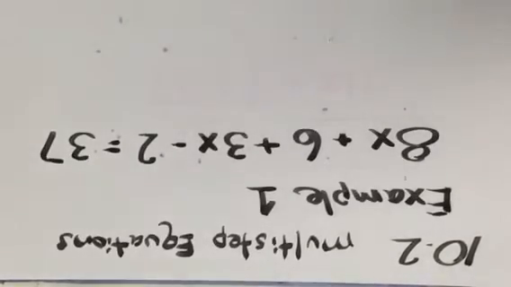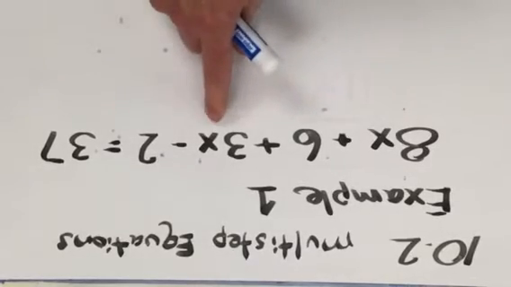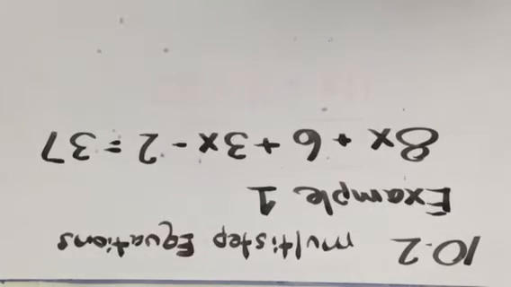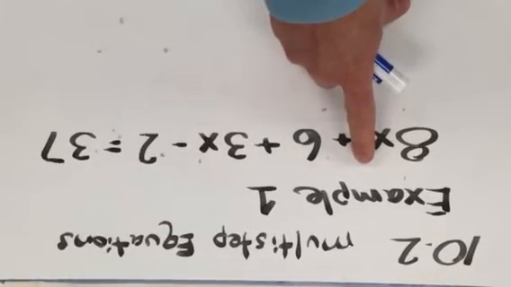Okay, this is lesson 10-2, or 10.2, for solving multi-step equations. Okay, example 1. The first thing it says on your worksheet is that we need to combine like terms. Just a refresher: each one of these things sitting out here is a term, and we need to look for the ones that are alike. The terms that are alike have the same variable raised to the same power.